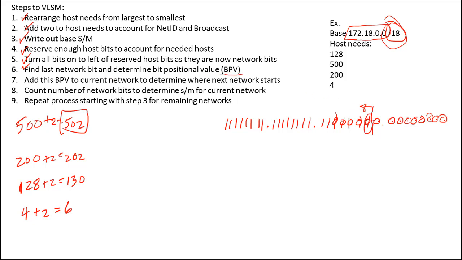This is the last network bit, its bit positional value. If we start from the left and work our way right, that's 128, 64, 32, 16, 8, 4, 2. So it's a 2, and it's on the 3rd octet.